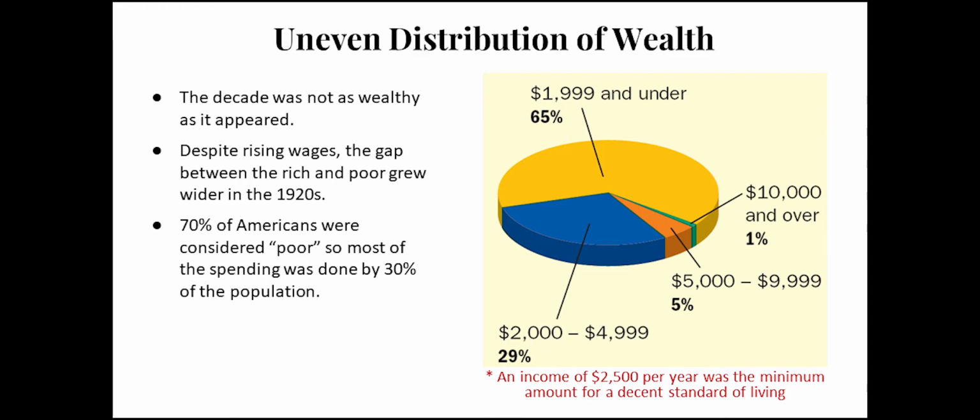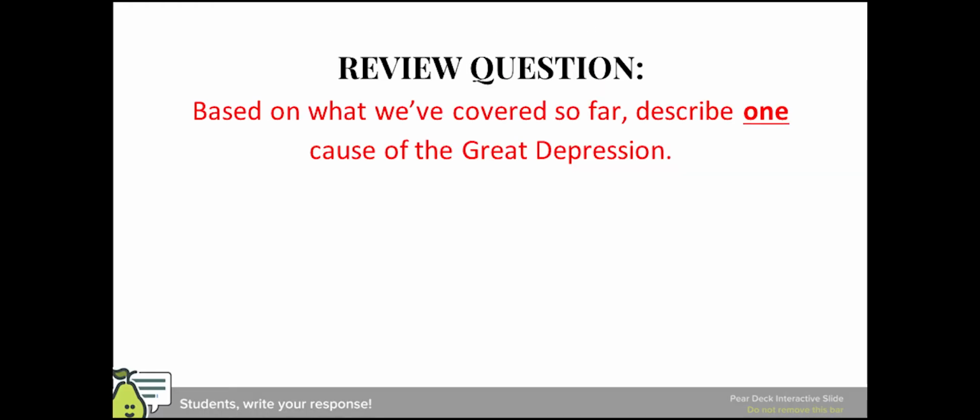And you could see in the pie chart there that the people making $10,000 or more a year, only 1% of the population is in that category. But people that are making less than $2,000 a year, that's the majority, 65% of people. So that wealth disparity also played a role in creating the depression. So based on what you've heard so far, what is one cause of the Great Depression?